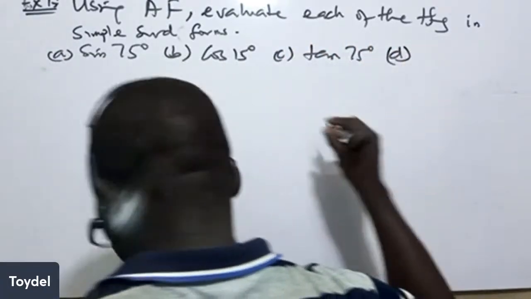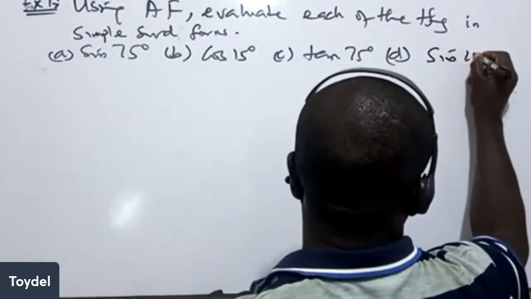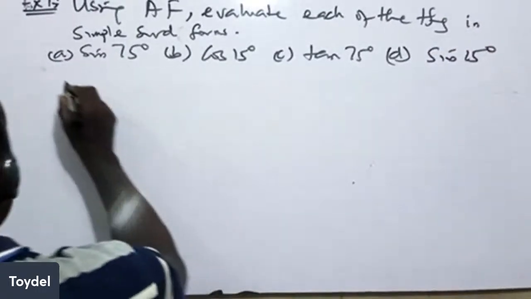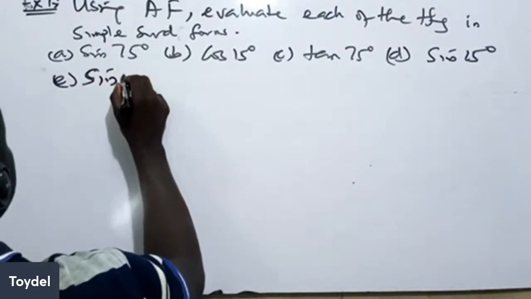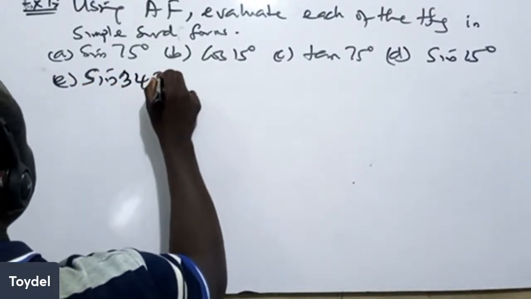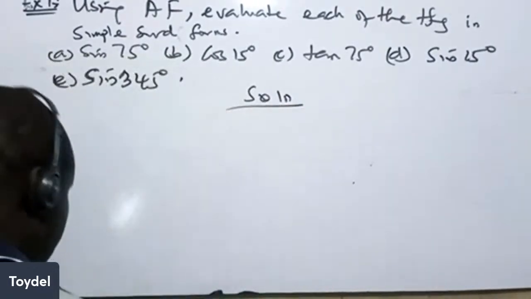These are not special. These are not referred to as special angles. Though they are angles, they are not referred to as special angles. So when we have something like this, how do we find it? How do we express this? Then the knowledge of addition formula comes in.